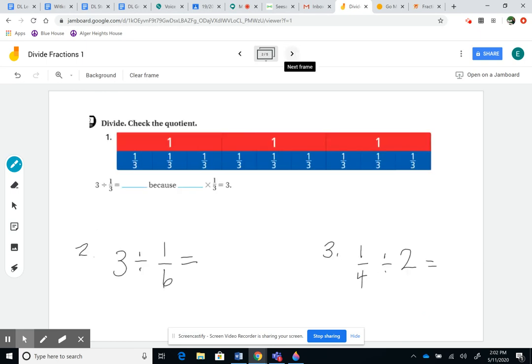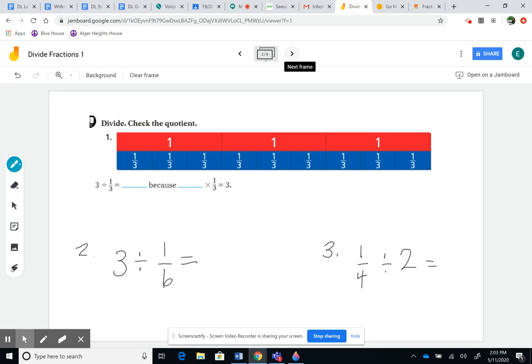All right, let's move on. If you look here, we're going to be using some fraction tiles today. And today's lesson should be pretty short, and it should be filled with the fraction tiles. Please use them. There'll be a link in the lesson description. All right, so for number 1, it says 3 divided by 1/3.